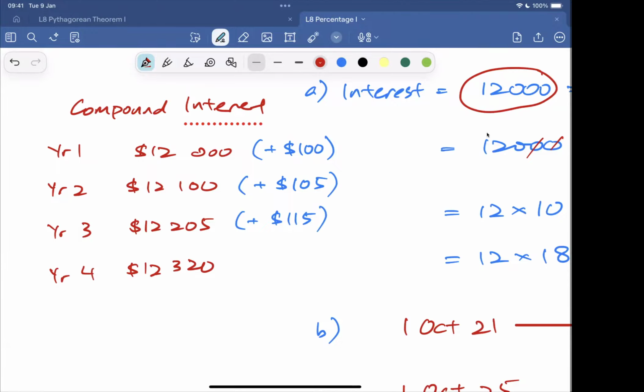Yes, Dave, you have a question? The question says per annum, so every year they get interest. So why do we include the part of 1 out of 4 a year? Ah, yeah, very good. Thank you, Dave.